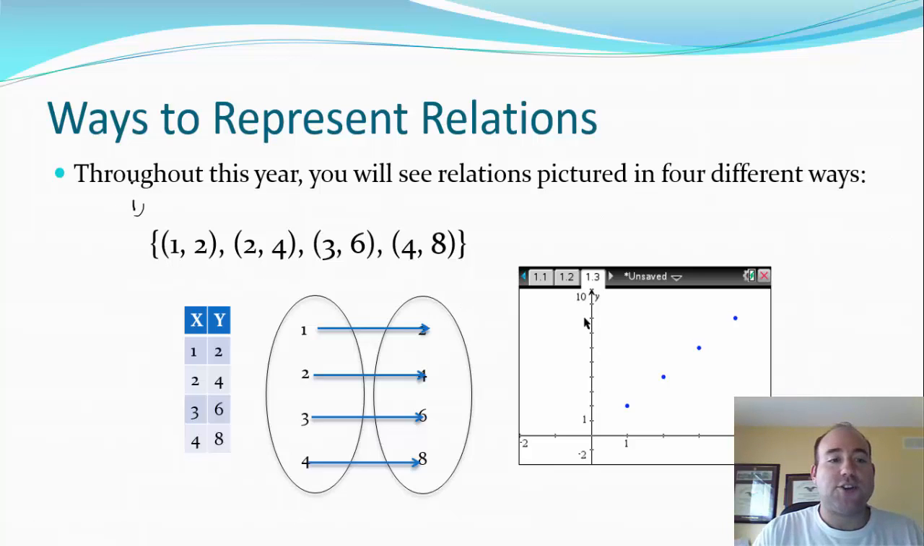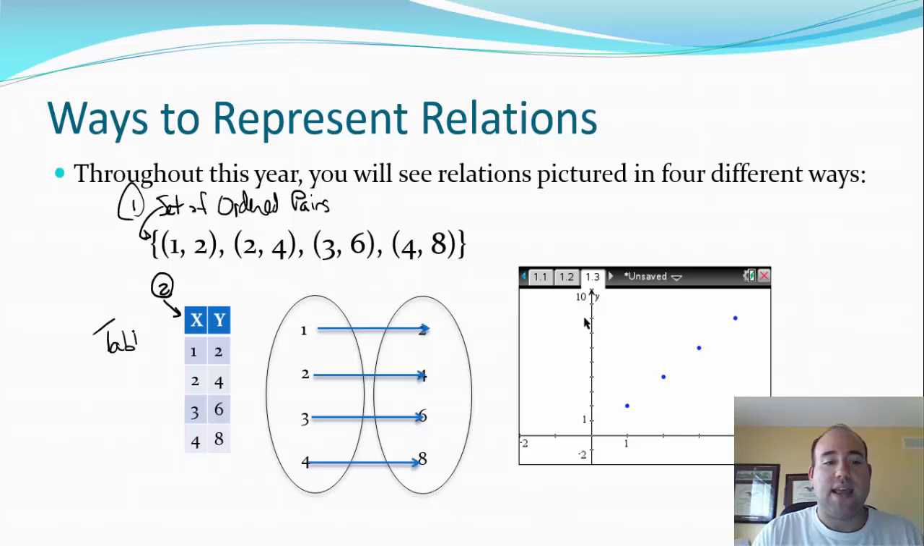So the first one is the one we just saw. A set of ordered pairs. And that's this. Okay? Now, another way we can depict this exact same relation is right here, number 2, a table. Now notice, each row of this table corresponds with a point in my set of ordered pairs. X is 1 when y is 2, x is 2 when y is 4, etc., etc.